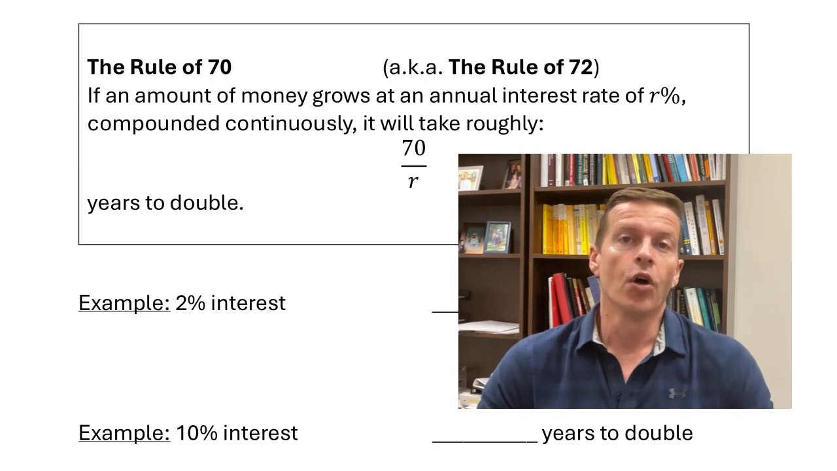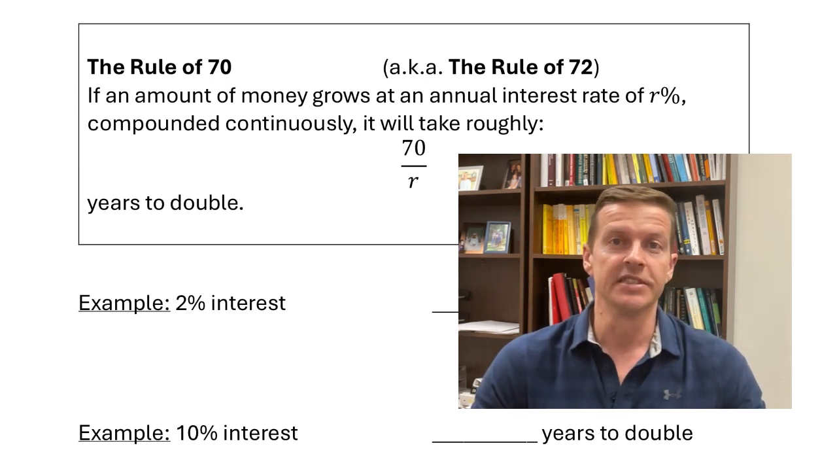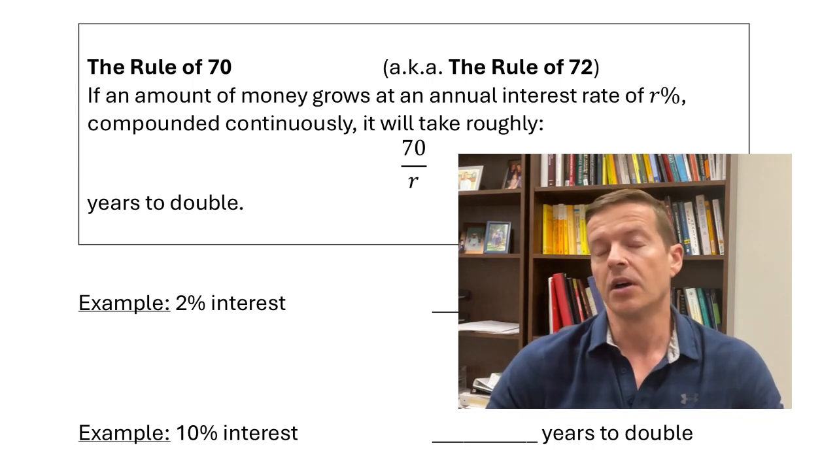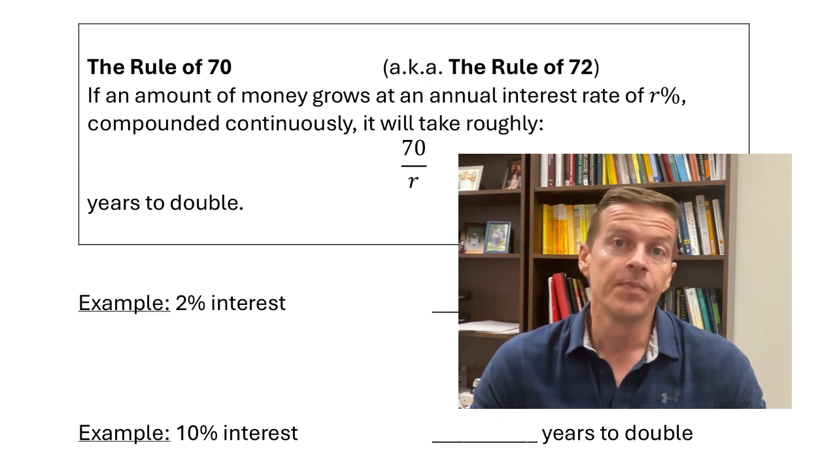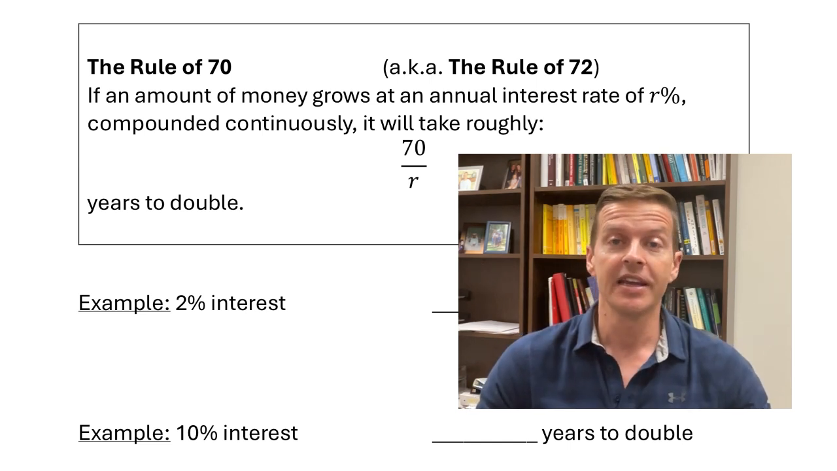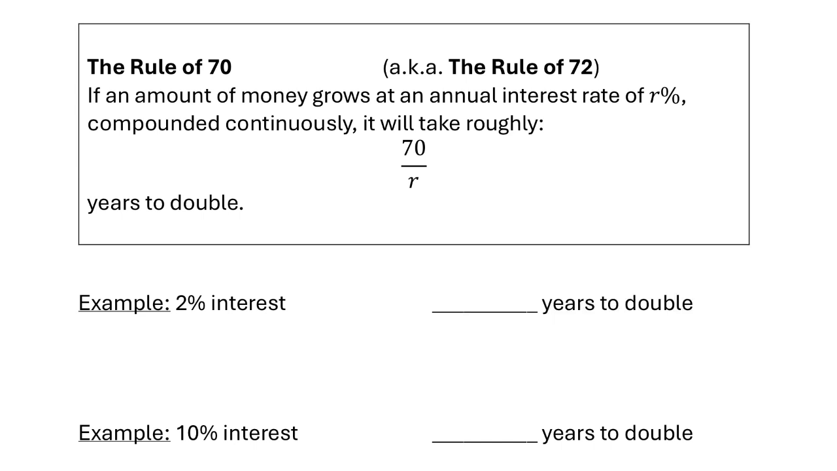In this video, we're going to go over the rule and we'll talk about the mathematical reason why the rule works. Now, the rule is sometimes called the rule of 70, sometimes called the rule of 72. We'll actually use 70 to start out, mainly because it's more accurate, but later I'll mention why both numbers are sometimes used. Now, the rule says if an amount of money grows at an annual interest rate of R% compounded continuously, it'll take roughly 70 divided by R years to double. So for example, if your money is getting 2% interest, it'll take about 35 years for the money to double. Or if you're getting 10% interest, your money will be doubling every 7 years.